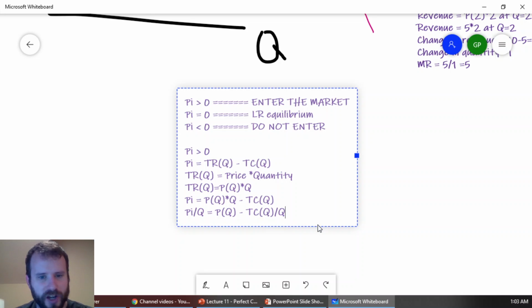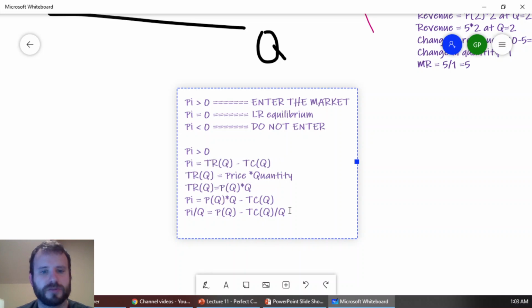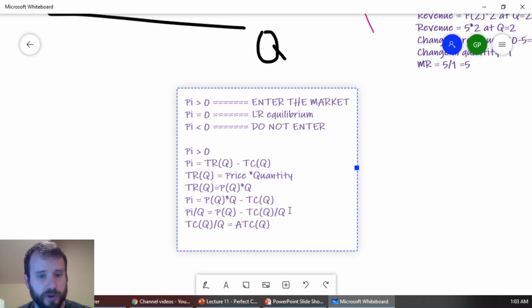Divide everything by quantity, so the Q's cancel out here. And then we have pi divided by Q equals TC over Q. What is that? That's your average total cost. That's the definition that we came up with earlier. So pi divided by Q equals P minus your average total cost.